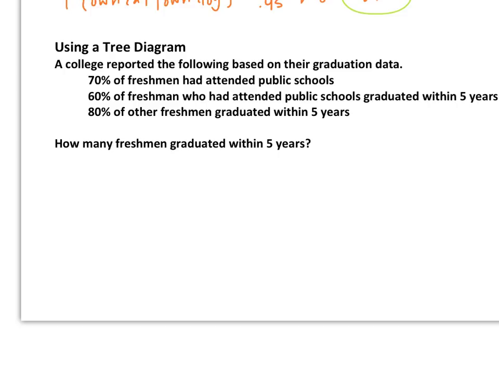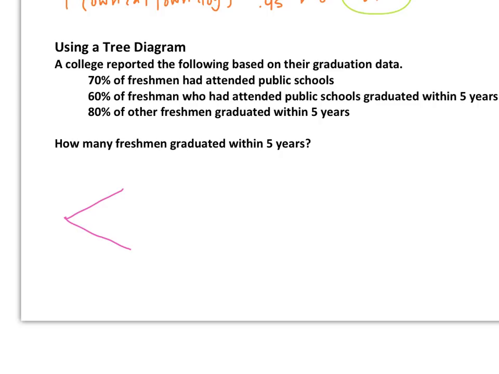All right, so this is a college. They have their freshmen coming in, and they're looking at the high schools that these types of students attended. Okay, so we have public school, and then we have graduated within 5 years. So our first bit of information that we are going to take a look at here is, so did they attend a public school? All right, well, tree diagram, so we got to make branches of our tree here.